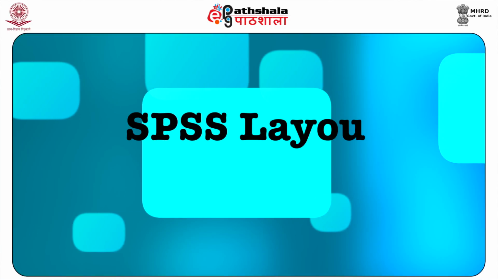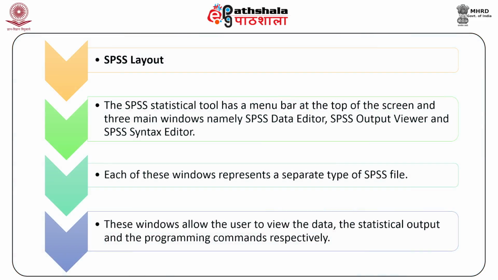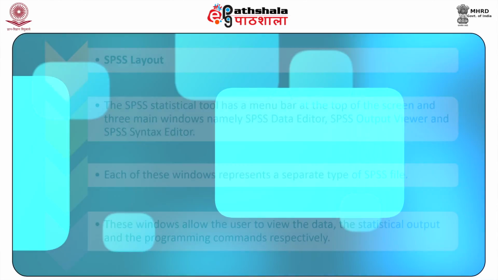SPSS layout. The SPSS statistical tool has a menu bar at the top of the screen and 3 main windows, namely SPSS Data Editor, SPSS Output Viewer and SPSS Syntax Editor. Each of these windows represents a separate type of SPSS file. These windows allow the user to view the data, the statistical output and the programming commands respectively.